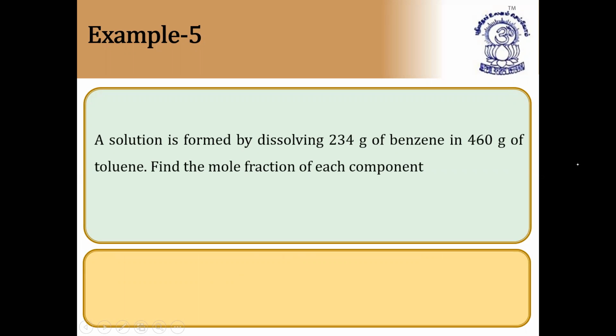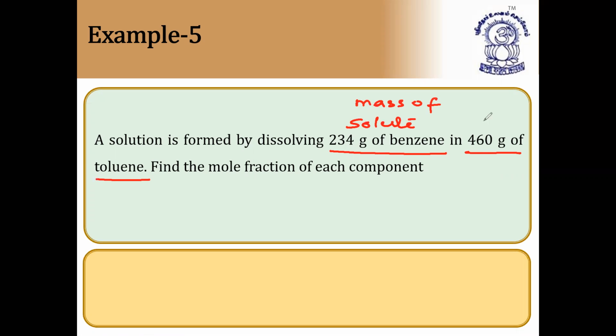A solution is formed by dissolving 234 grams of benzene, underline, in 460 grams of toluene. So here 460 grams of toluene. They have given directly mass. They have not given number of moles. They have given mass of solute and mass of solvent. That's why I told weight of solute or weight of solvent, or mass of solute or mass of solvent.